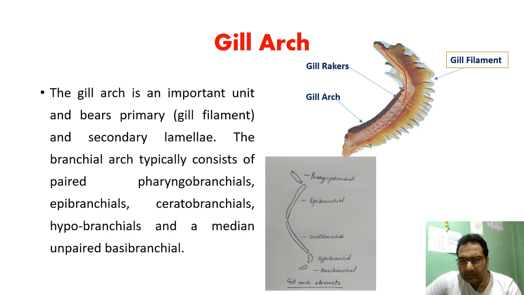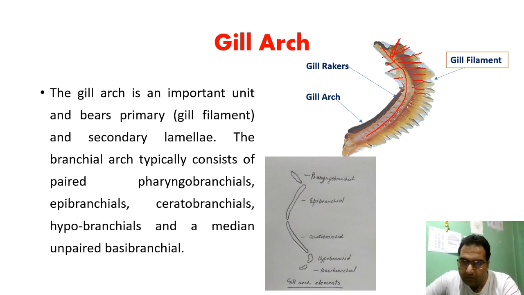This is the gill arch. It bears the primary and secondary gill lamellae. Now, these filaments are in a V shape on the arch, like this. On the inner side of the gill arch, the gill rakers are present, and on the outer side, the gill filaments are present, which we also call the gill lamellae.